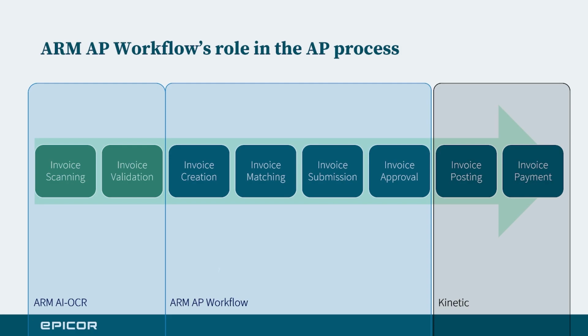Now, at this point, note that the AP invoice has not yet been created. Invoice validation is simply that. It's a validation that the information that's been gathered from the AI OCR process is both accurate and complete. If it is, ARM will automatically generate, populate, and submit that AP invoice for approval.